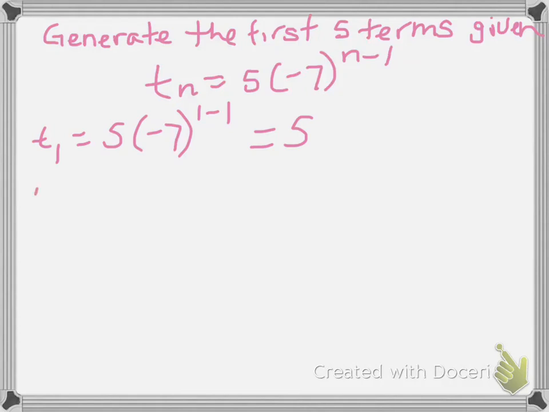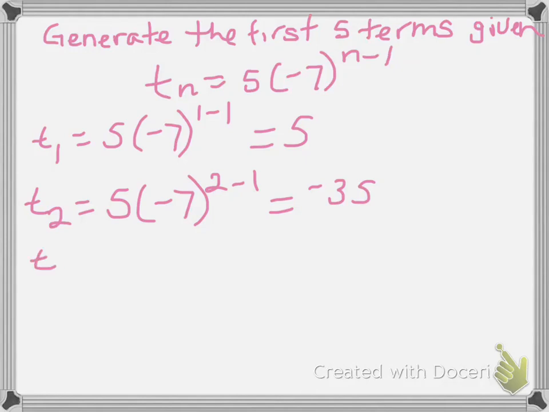We know that for t2, it's going to be 5 times negative 7 to the power of 2 minus 1. So now we have 5 times negative 7 to the power of 1. And we know that anytime we have anything to the power of 1, the number remains itself. So in this case, it's 5 times negative 7. It's going to give us a negative 35. And you'll note that our first term was positive, but our second term is negative. And that's because of the value of the exponent on our negative 7.